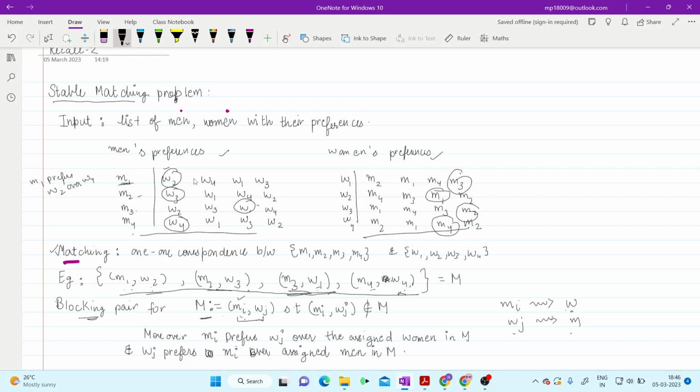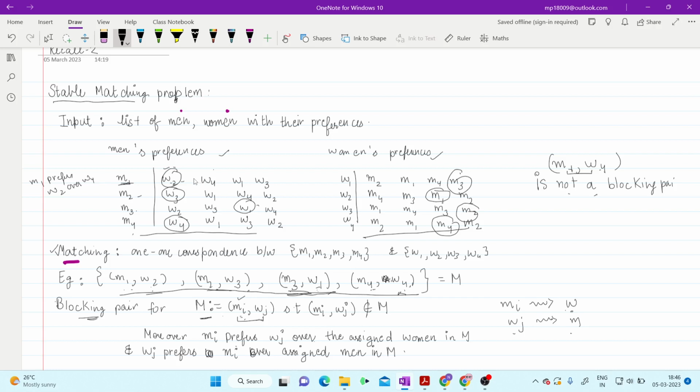So now we want to see what the blocking pairs are. First of all, if we look at M1W4, M1W4 is not a blocking pair. Why? Because M1 is assigned W2, and M1 prefers W2 over W4. Therefore, M1W4 is not a blocking pair.